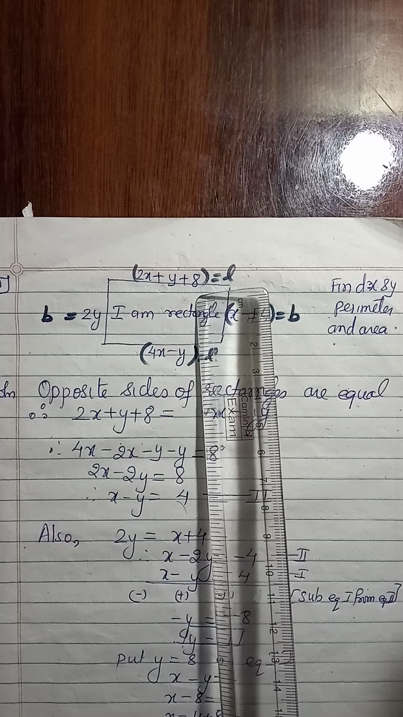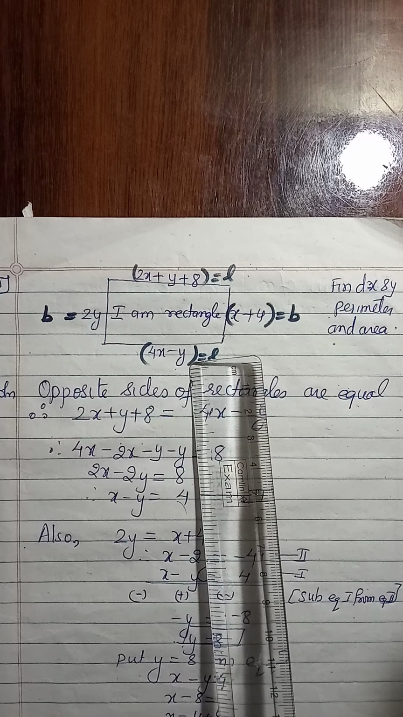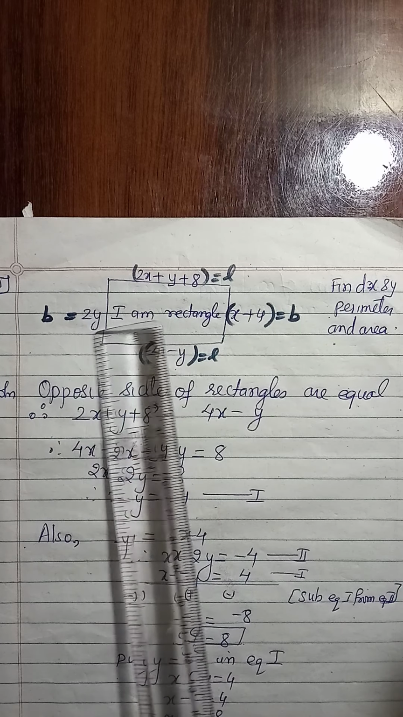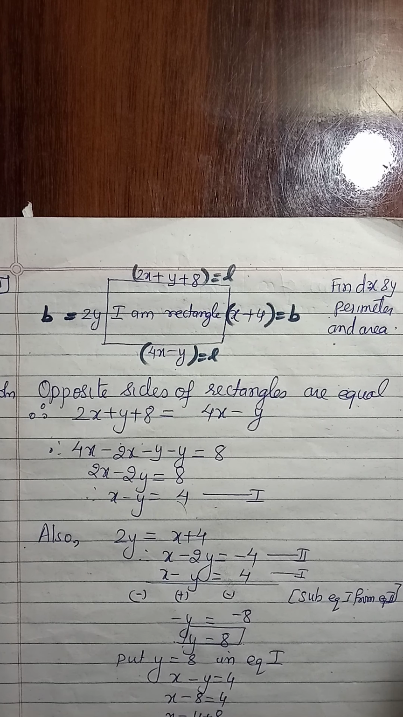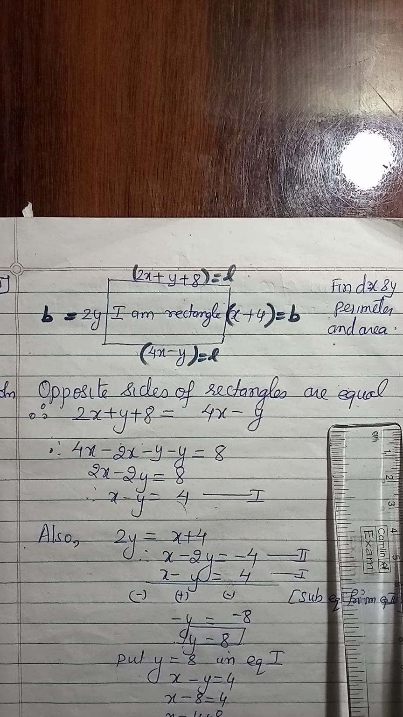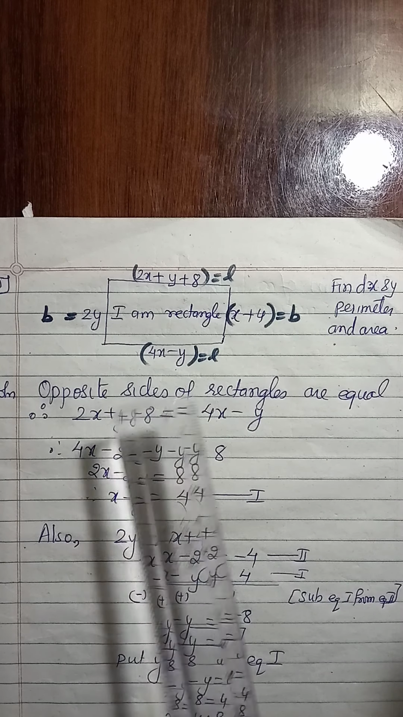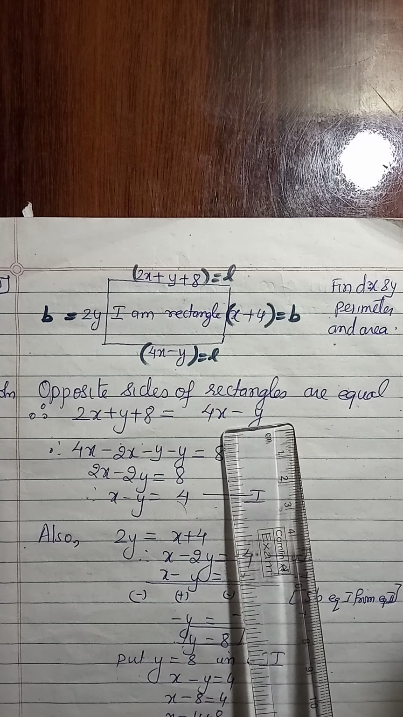They have given the measurement of the length, 2x plus y plus 8, and here also 4x minus y, and breadth as 2y and x plus 4. But since it is given as a rectangle, opposite sides are equal, and we have to find out the value of x and y as well as the perimeter and the area. So how to begin? See, opposite sides of a rectangle are equal. So what does it imply? 2x plus y plus 8 equals 4x minus y.